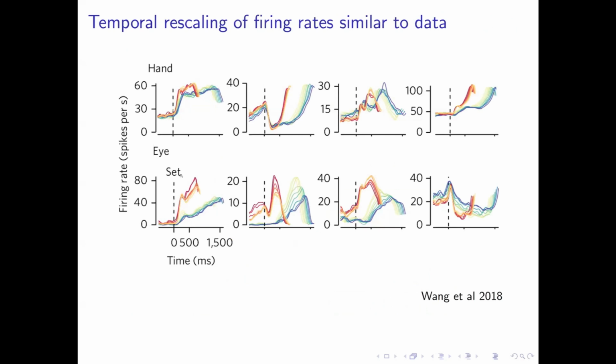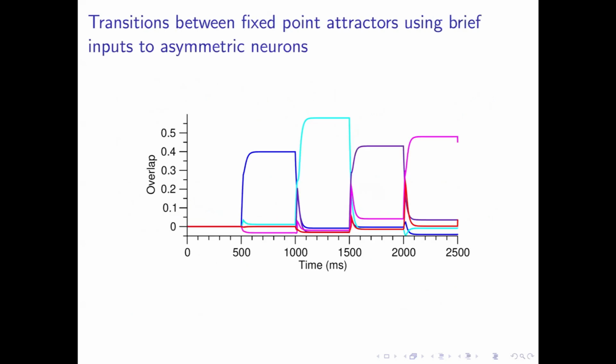And there is some data in primates, where people have recorded activity in motor cortex while an animal executes movements at different speeds, and you do see something that looks like this. For example, these neurons tend to fire more when you have to go quicker, and they tend to fire less when the movement has to be slower.